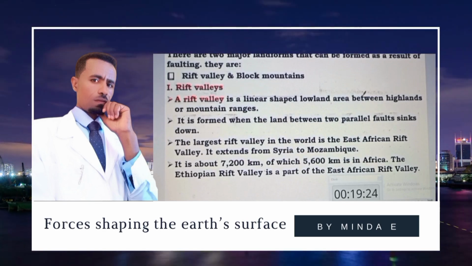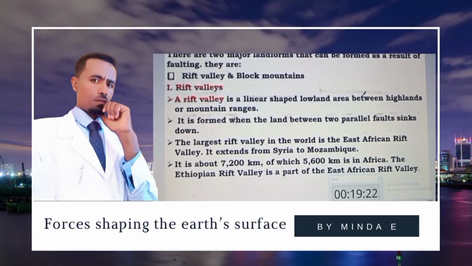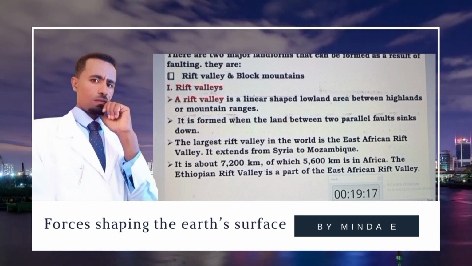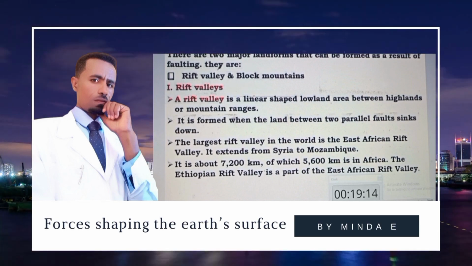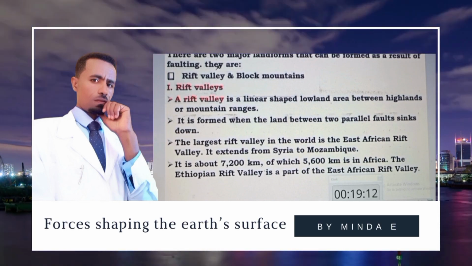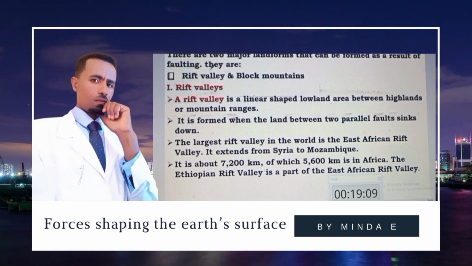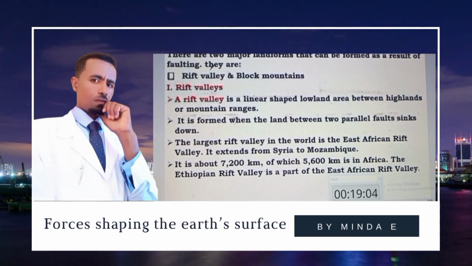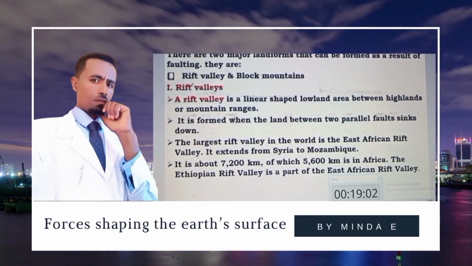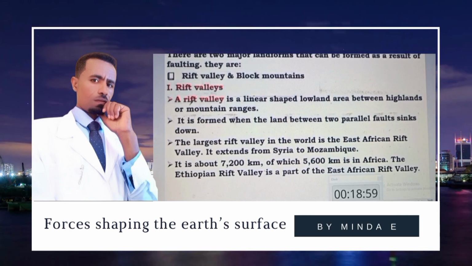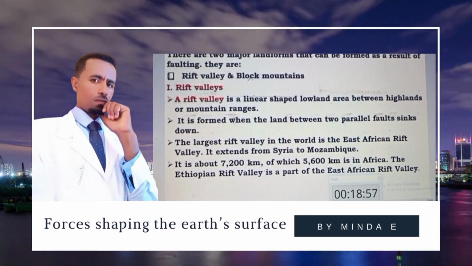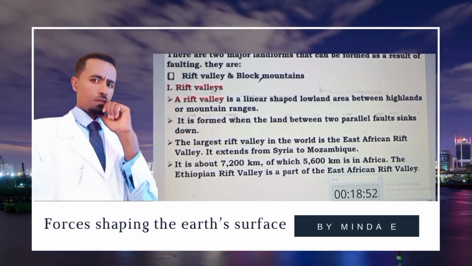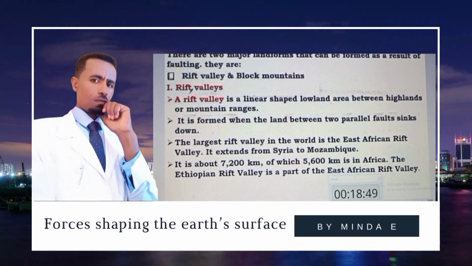Okay, there are two major landforms that can be formed as a result of faulting. When different forces are applied on a given area, two types of landforms are formed. These are Rift Valley and Block Mountains. Now let us see one by one.